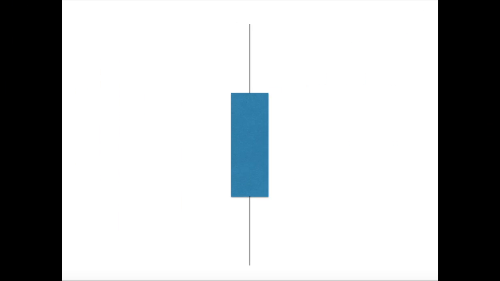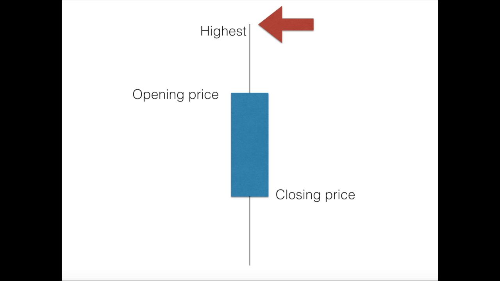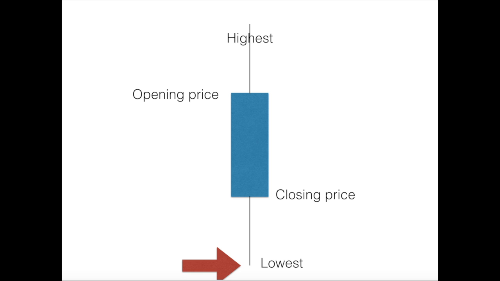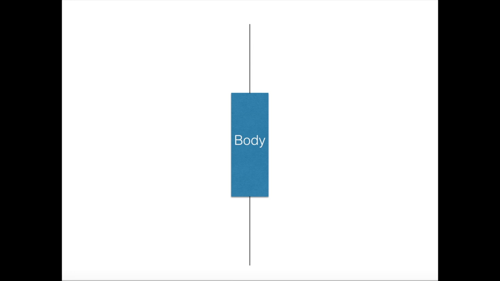These candlesticks show four distinct numbers: the opening price during that time period, the closing price during that time period, the highest price during that time period, and the lowest price during that time period. The space between the opening price and the closing price is called the body, and the sticks are called the shadows.